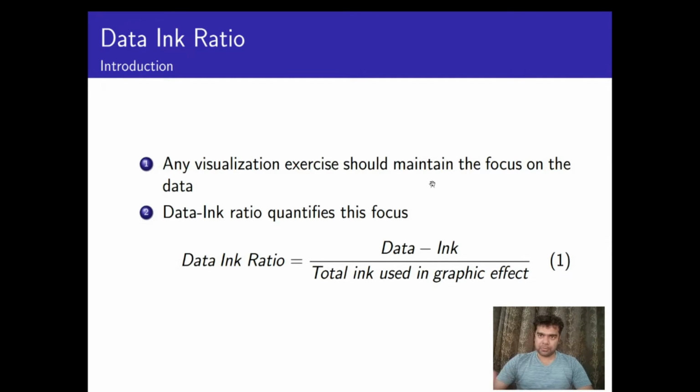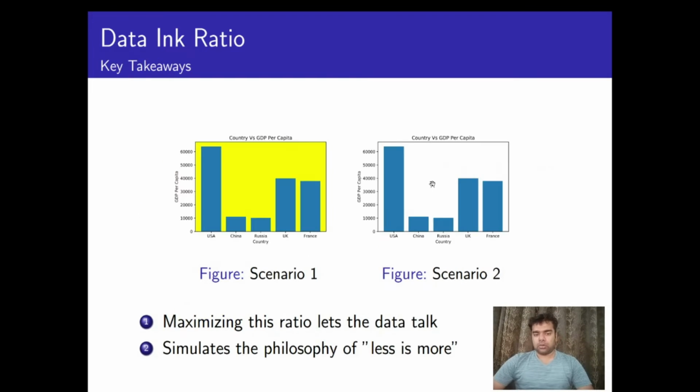Out of multiple options, like you can go for bar charts, pie charts, scatter plots, whatever option of visualization you choose, in that particular option the idea should be to maximize this ratio so that maximum amount of ink basically goes in highlighting the data. So basically the idea is to maximize the data ink ratio. I'll take a very simple scenario to walk you through this particular concept.